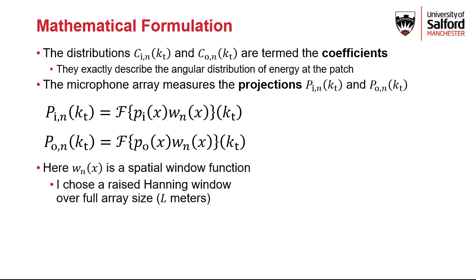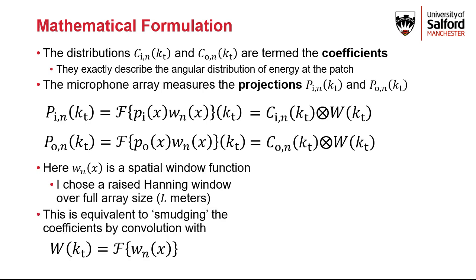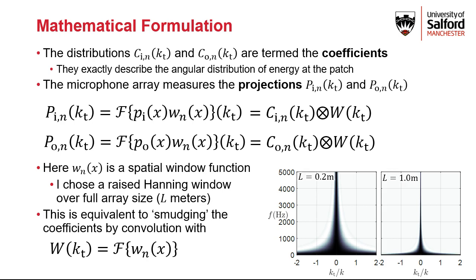And applying that in multiplication to the pressure measurements is, of course, equivalent to smudging the coefficients with this convolution kernel, which is the Fourier transform of the window. And that's going to depend on frequency. It's going to depend on the size of the patch. So here's two examples. This is one for a patch that's 0.2 meters across, which matches that small array by Hald et al. You can see there'd be quite a lot of smudging there. Or I've also shown it there for a meter across, which is sort of a compromise in my opinion.